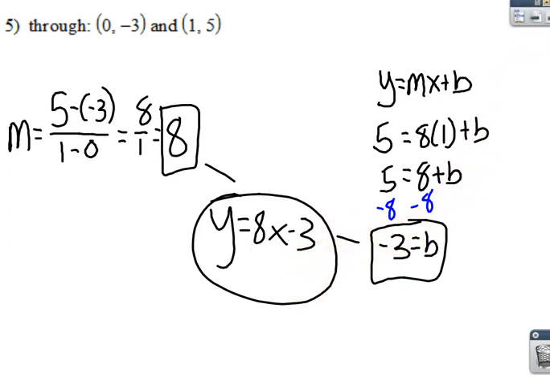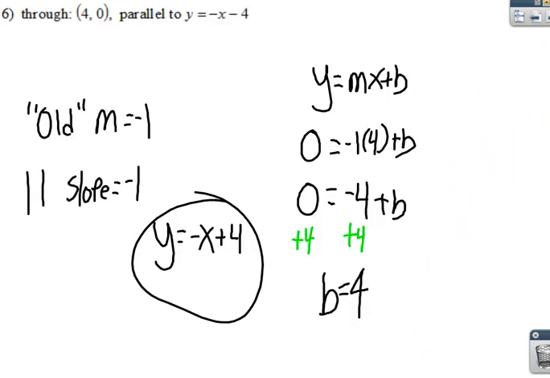Moving through here now. The next problem, quite difficult, simply due to the fact that I give you a point and then a line, and then I want a certain situation based off that line. I want the line through the point 4, 0, and parallel to that equation there. Well, when I do that, my old slope is -1.